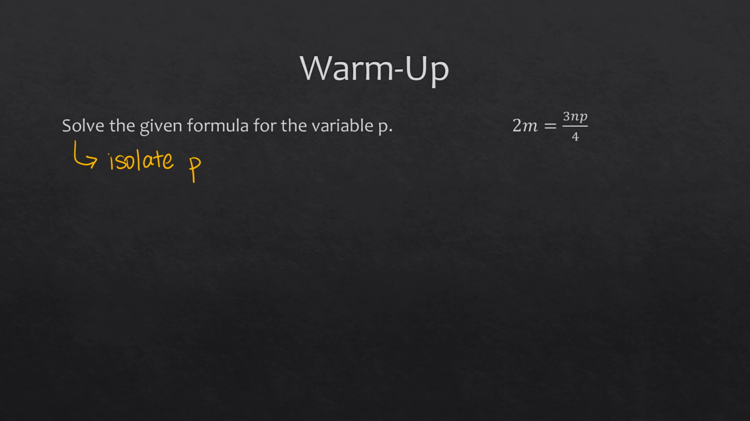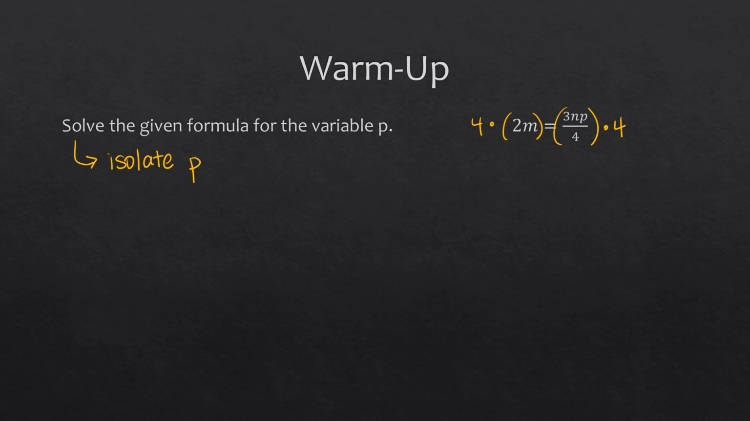So let's see, what might we need to do first? I'm going to focus on what's happening to p right now on that right-hand side of the equation. And something that's happening to it is it's being divided by 4. That whole side is being divided by 4. So if I'm going to get that p by itself, I need to be using all my inverse operations. I need to undo what's happening to p. So I might start by multiplying both sides of my equation by 4.